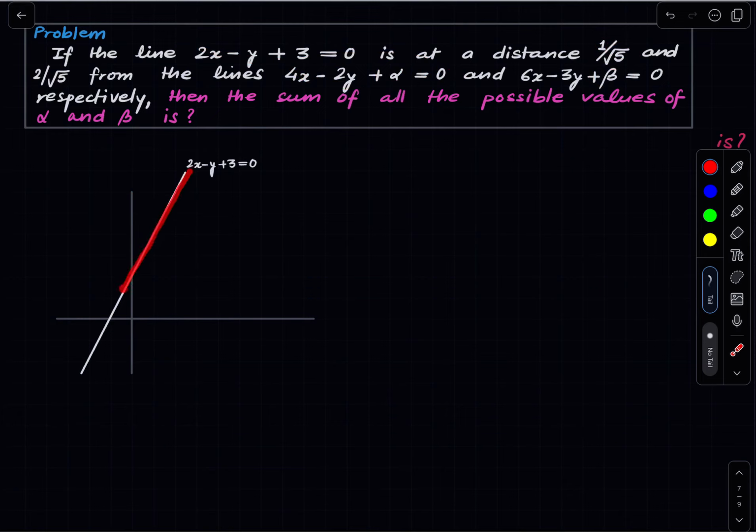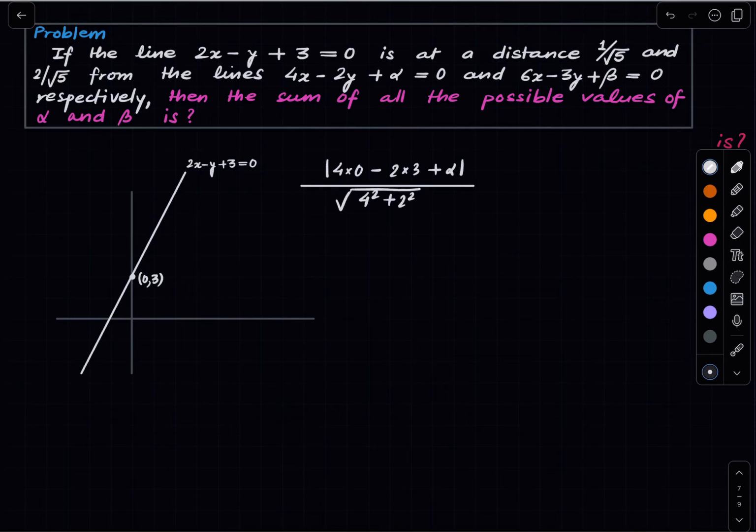Okay, fine. So how will we do it? First, let us locate a point on this line, and the most convenient point is the y-intercept, which is (0, 3). To find the y-intercept, we just substitute x equals 0 and calculate the y-coordinate. And we'll just take the distance from this point to this line. If you remember the formula for the distance between a point and a line, that distance is the absolute value of 4 times 0 minus 2 times 3 plus alpha, divided by that number.